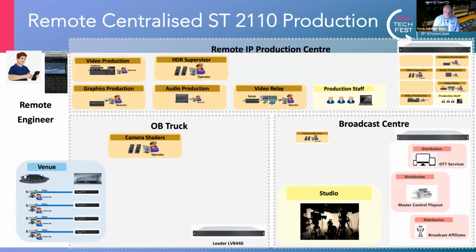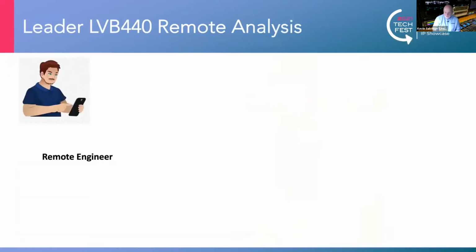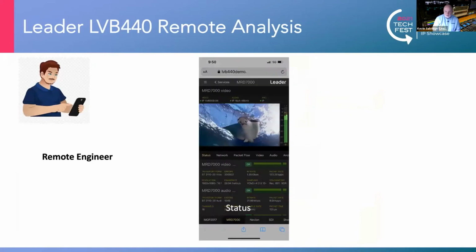So this means now we don't actually have to have an engineer in any of these production centers and facilities. He can monitor the 440 in the truck, in the broadcast center, and the IP production center. Maybe he's even doing it from the comfort of his own sofa, sitting at home. He's had a call, there's an issue, he dials in and starts monitoring there. And the tools that you saw from the instrument view connecting directly to the LVB440 are also available on a mobile device, whether that's a tablet or a mobile phone.